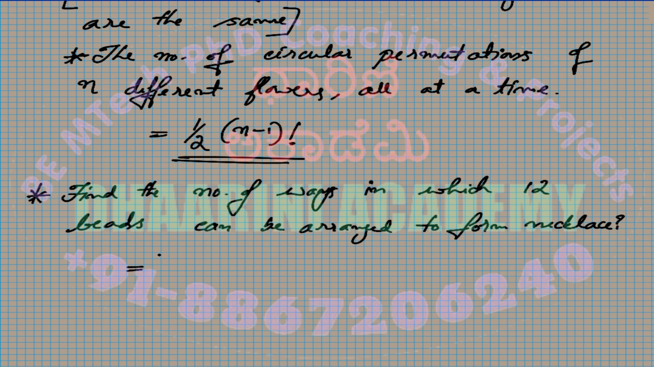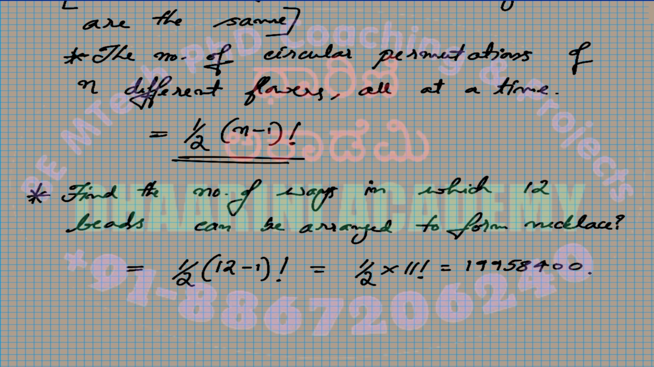It's the same idea as the example we considered to understand the concept. So it's equal to half of (n minus 1) factorial. Half of n is 12, so 12 minus 1 factorial. So the answer is half into 11 factorial. Just calculate and give an answer. The answer is 158400. So many permutations are possible.